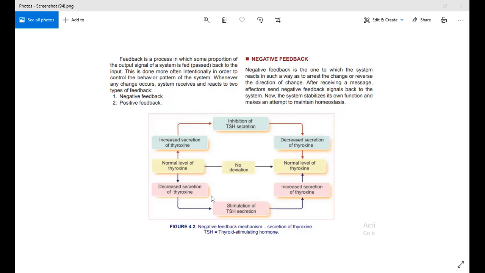Now, let's look at this example that is given here. Last week, I already used antidiuretic hormone. I used aldosterone, and I also used natriuretic peptide to explain negative feedback. But today, let's look at another example of negative feedback. So this is thyroid stimulating hormone.